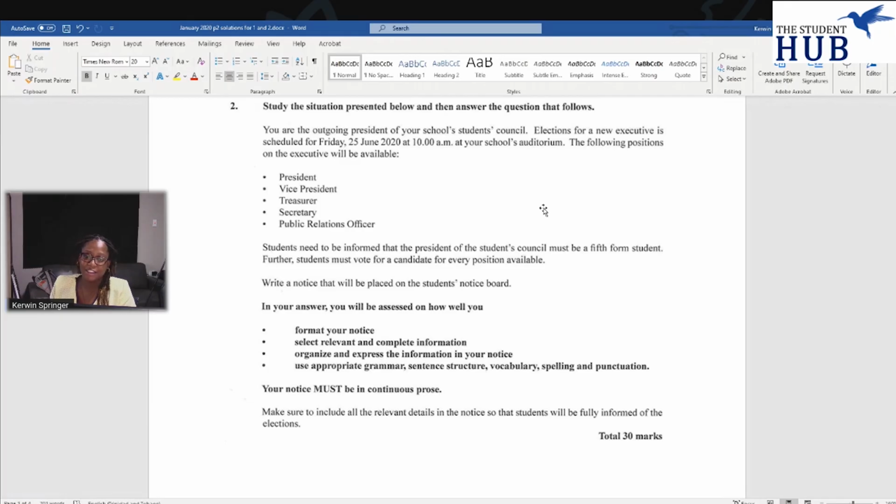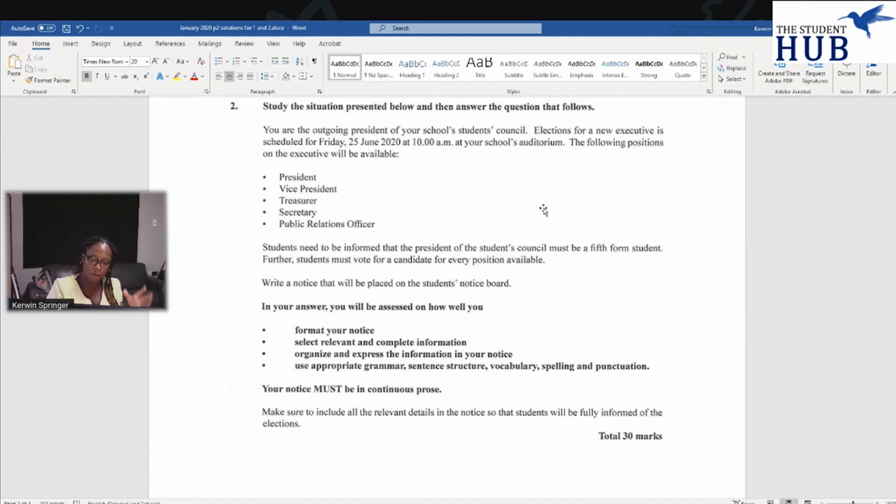Okay. And so they give you the prompt and you need to pull out the information. Now, what I find works well, no matter what they've asked you to do, whether they ask you to write a letter, a report, or an email, a notice, etc., you have to be able to pull out information. That is a key skill you need to have for paper 2. So when you have a situation like this or a prompt like this, the 4 W's, as I like to call them, come into play.